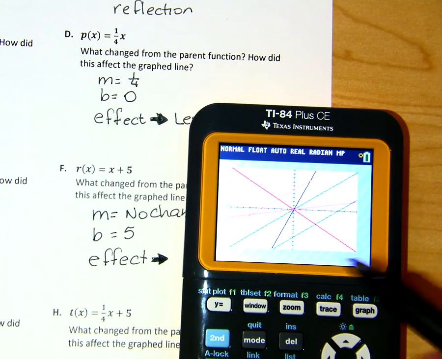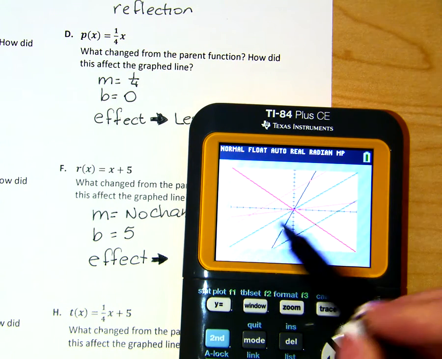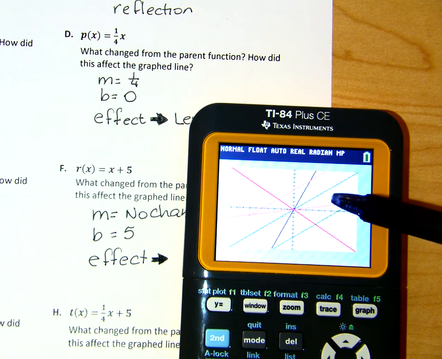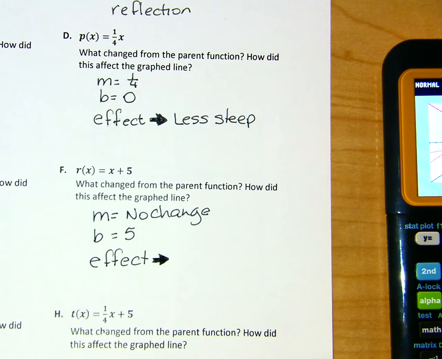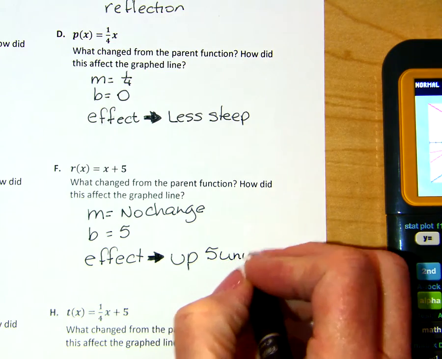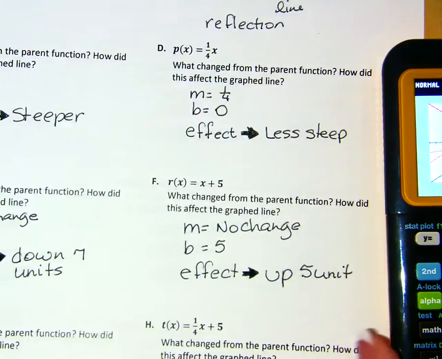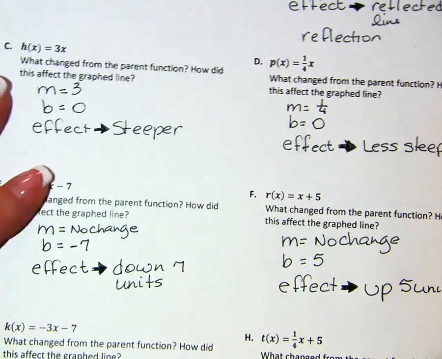And there it goes. So this line here is an orange line. This blue line was our parent function. So this line and this line are parallel. The blue line has just been moved up 5 units. So this is a translation up 5 units. You know it's up because this is positive, plus 5. You know this is down because that's minus 7.